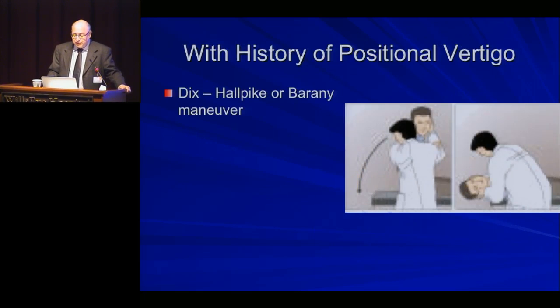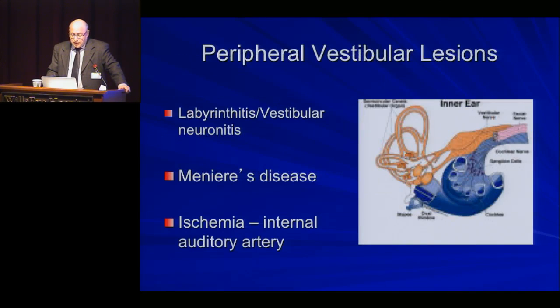If you have a history of positional vertigo, you want to do the Dix-Hallpike maneuver, okay? And the Dix-Hallpike maneuver is you turn the head to the side, and you rapidly have them lie back with their head hanging over the edge of the table. And you look for positional nystagmus. Peripheral vestibular lesions include labyrinthitis or vestibular neuronitis, really the same thing, probably a viral disease. Meniere's disease, or ischemia to the internal auditory artery.